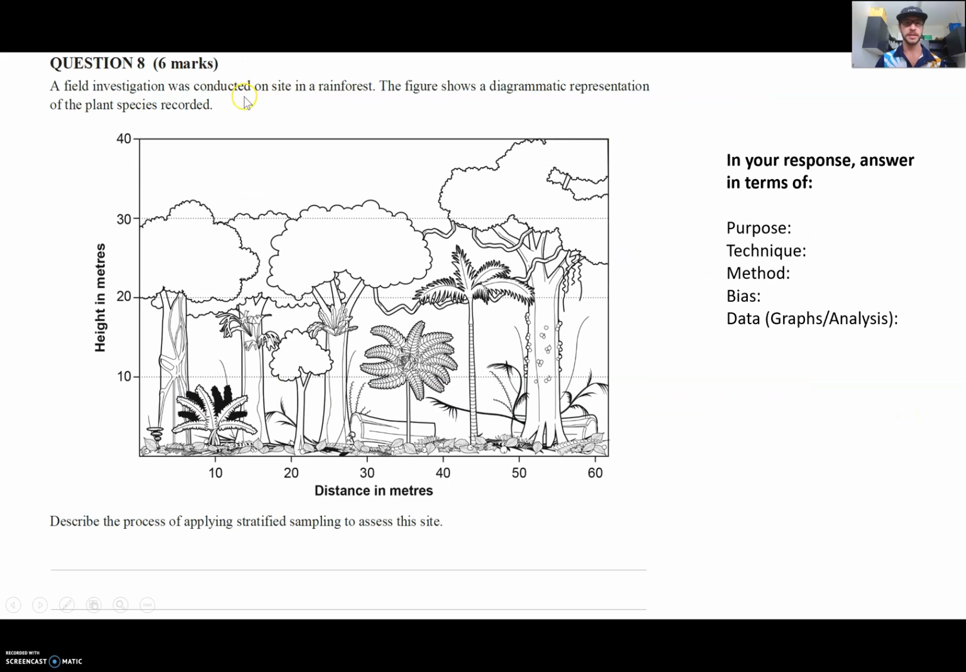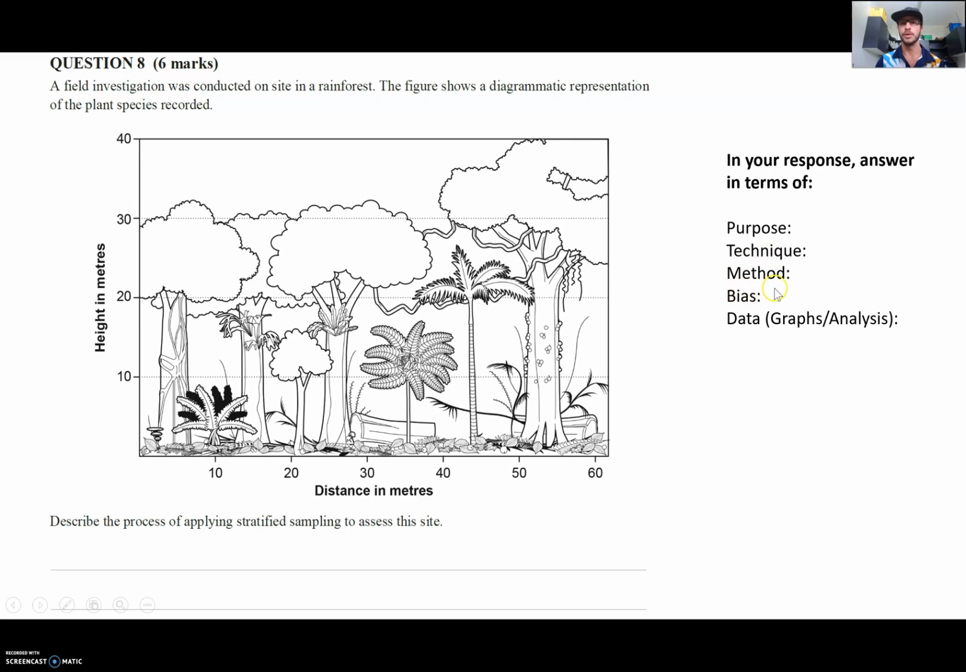And lastly, a field investigation was conducted on a site in a rainforest, and this diagram shows that kind of forest. It asks you to describe the process of applying stratified sampling to assess this site. And a few tips here. In your answer, refer to the purpose of this assessment. So what are you trying to achieve by gathering data? What's the technique or equipment that you use?